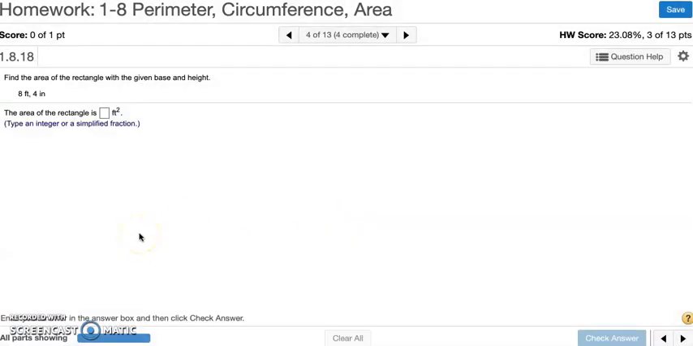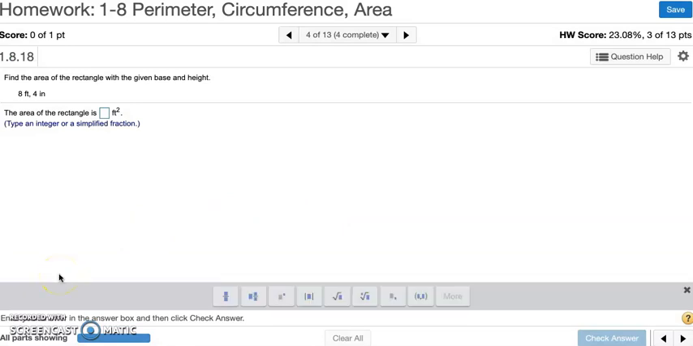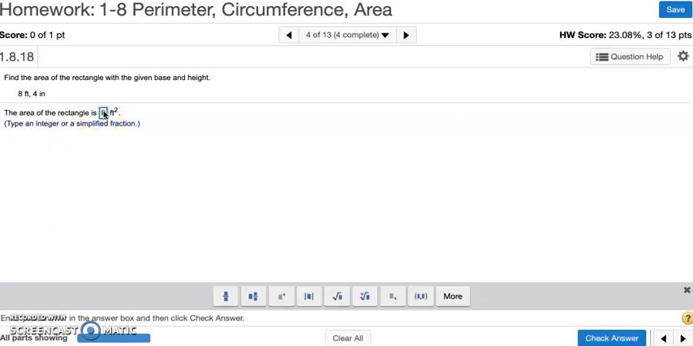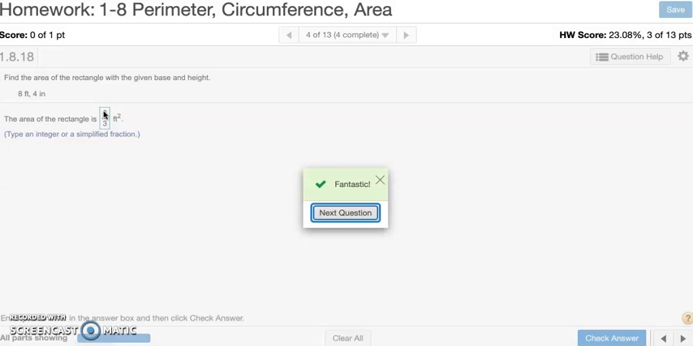Number 4, find the area of the rectangle with given base and height. The formula for the area of a rectangle is base times the height, but they need to be in the same units, and it wants it in feet. So we got to convert 4 inches to feet. Now we know there's 12 inches in a foot, but to turn 4 inches into feet, we got to divide 4 by 12. So 4 divided by 12 is 1/3. So now we multiply 1/3 by 8, we get 8/3 as my simplified fraction. And that's number 4.